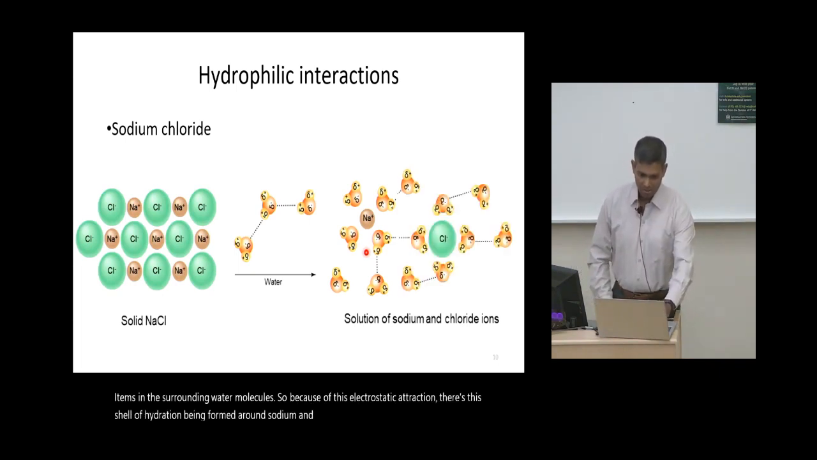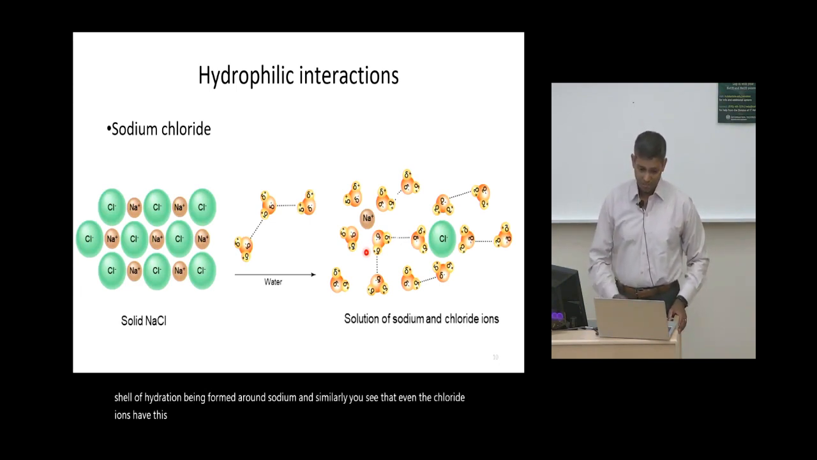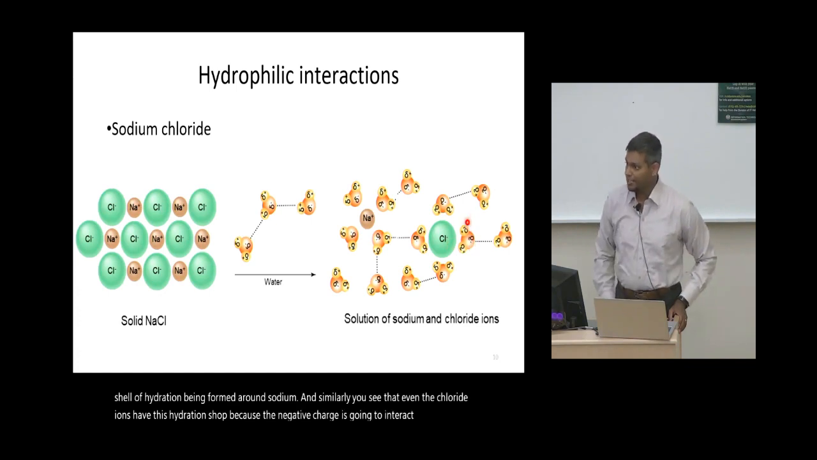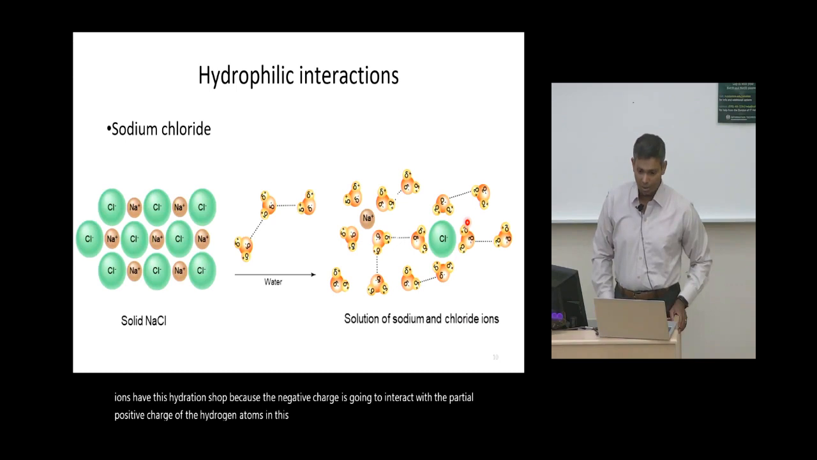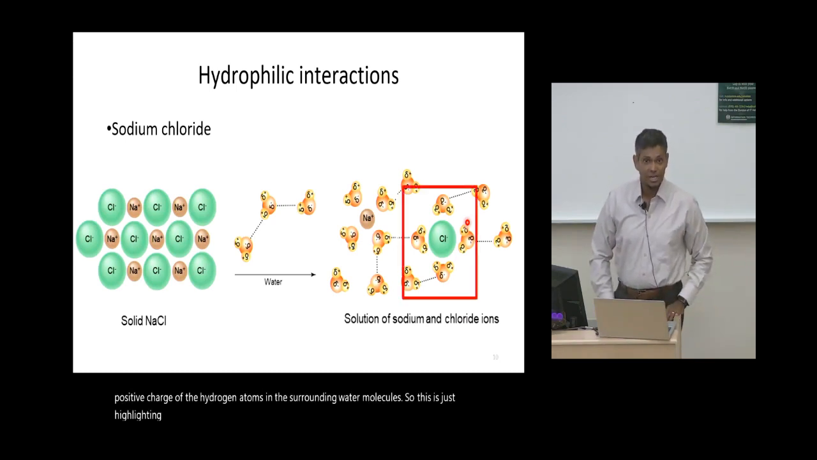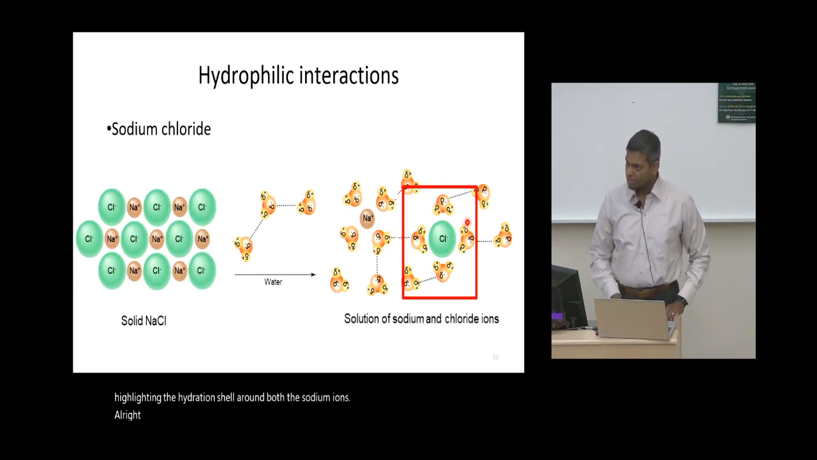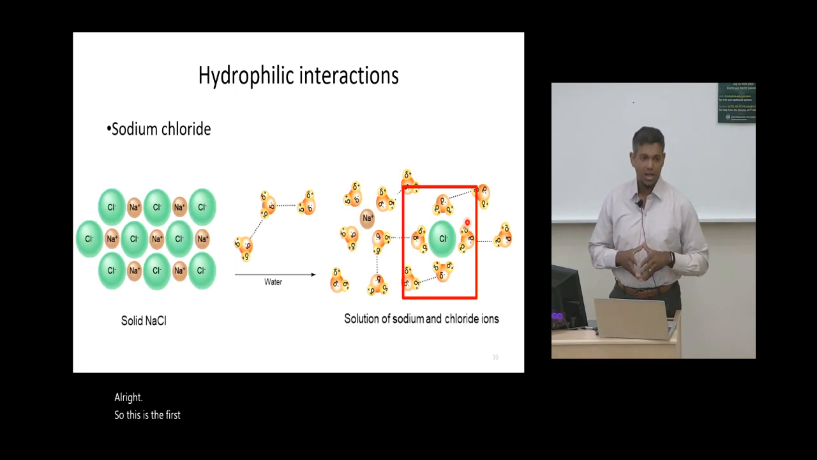And similarly, you see that even the chloride ions have this hydration shell because the negative charge is going to interact with the partial positive charge of the hydrogen atoms in the surrounding water molecules. So this is just highlighting the hydration shell around both the sodium ions and the chloride ions. So this is the first example of hydrophilic interactions when a given substance is charged.